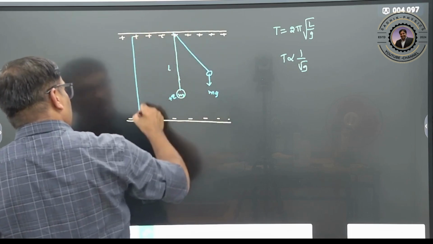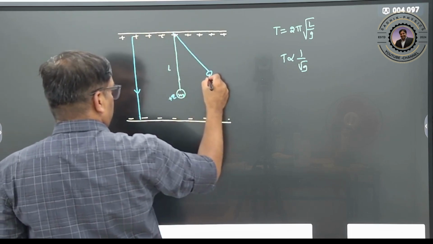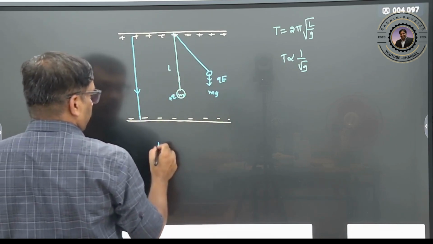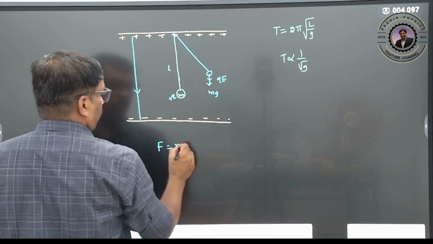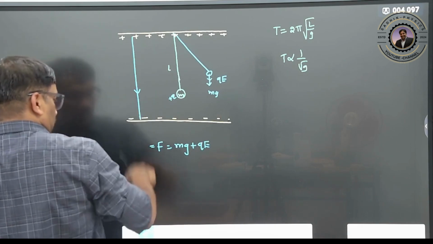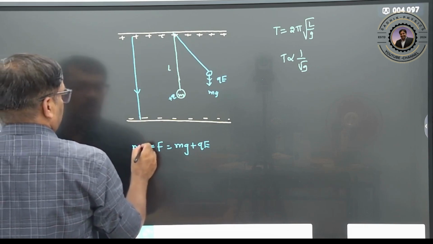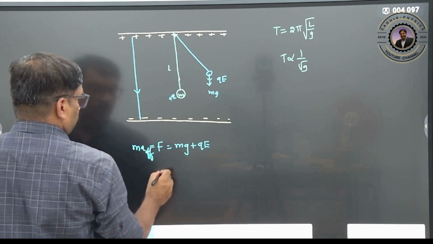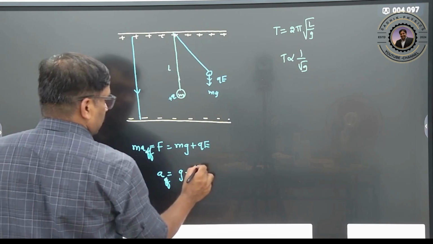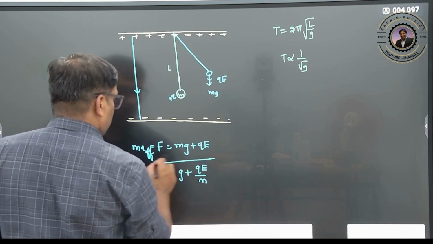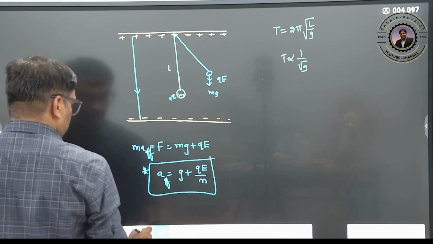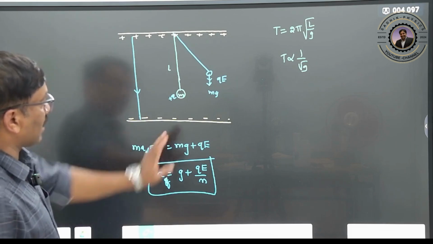So this side will be the electric field lines. Therefore, downward only, Q times E. So what will be the net force here? The net force will be equal to mg plus QE. Therefore the net acceleration, A effective, is equal to (mg plus QE) divided by m. Clear? Right? So here a downward acceleration will be there.